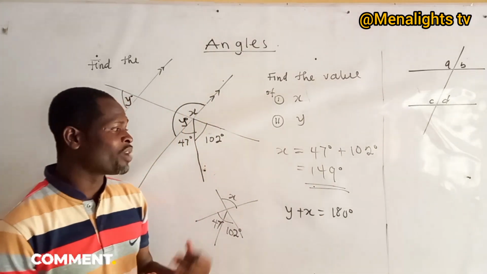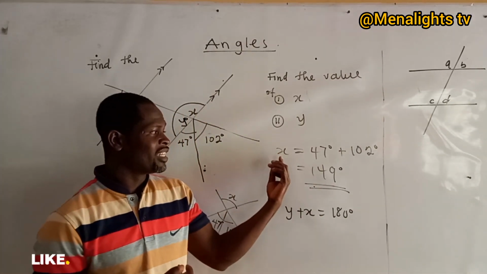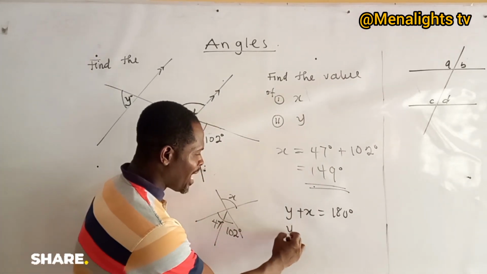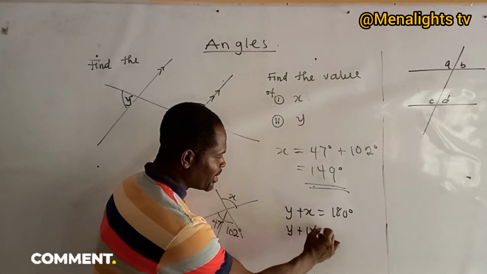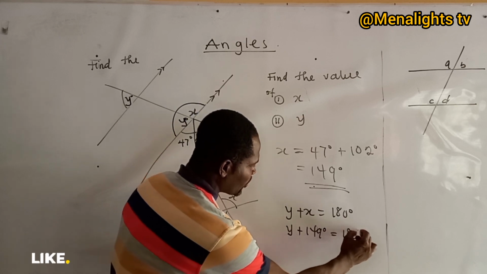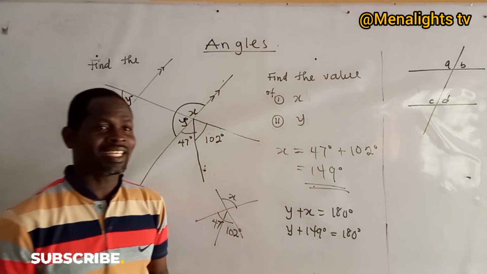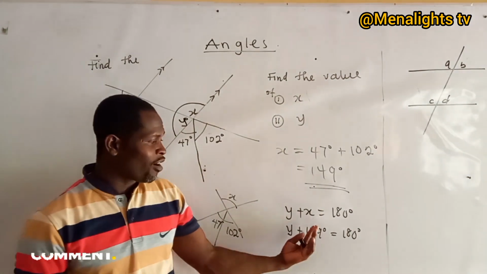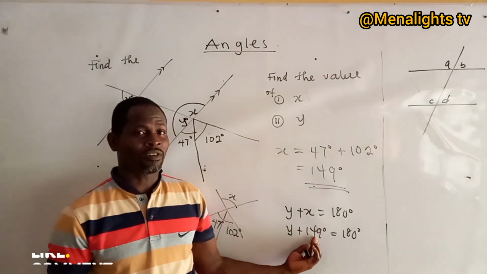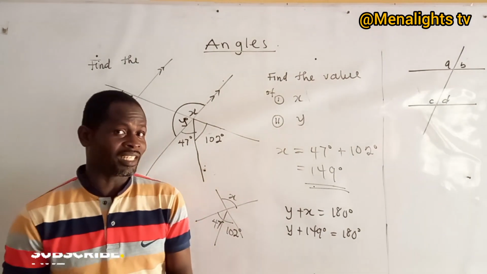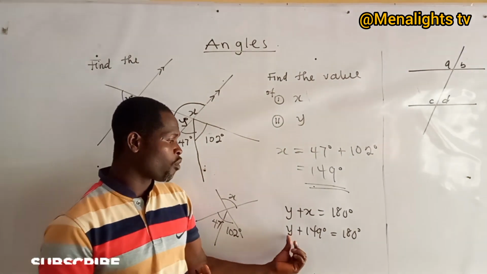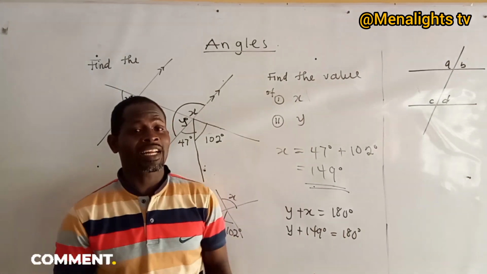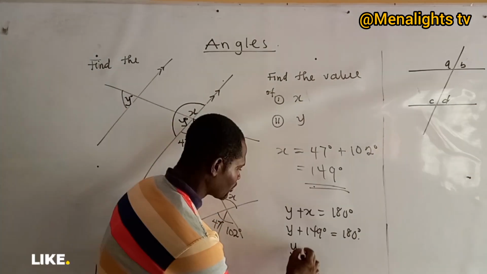So from the question, we have the value of what? x. The x is 149. So we can say that y plus 149 degrees is equal to 180 degrees. So when you look at this, the value of the x here is what? 149. So we put the 149 there. So now for us to get the value of y, we need to subtract 149 from 180 degrees.